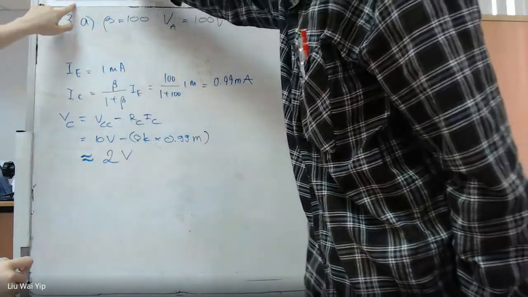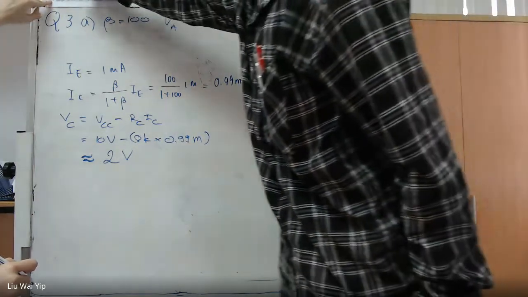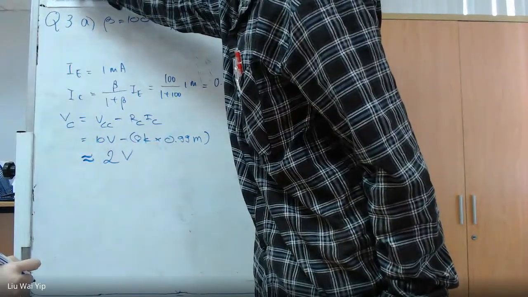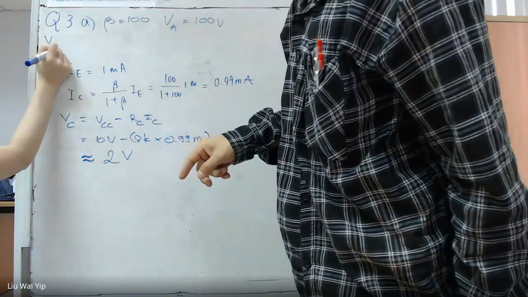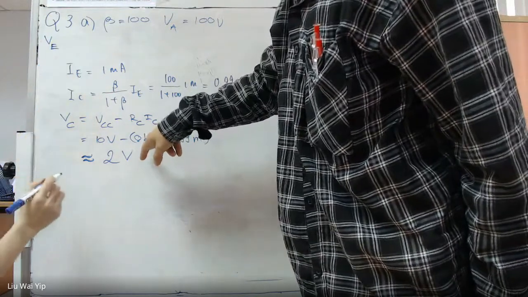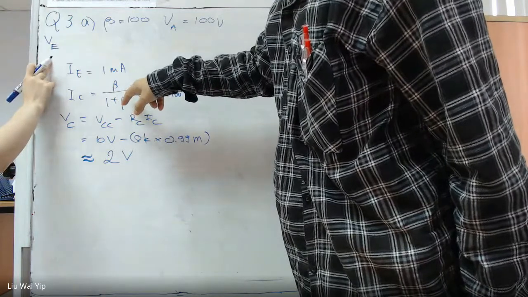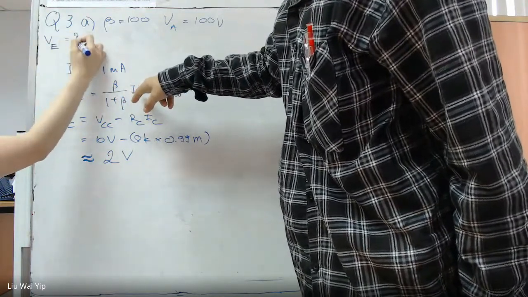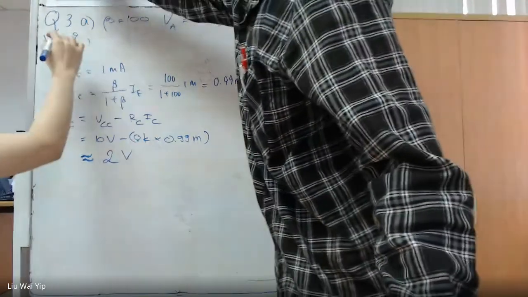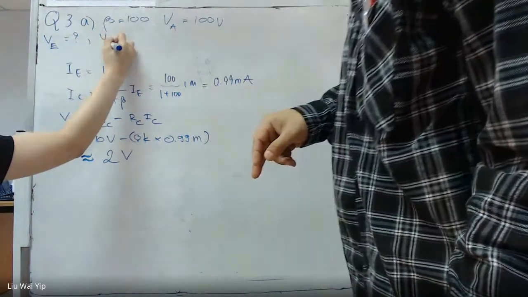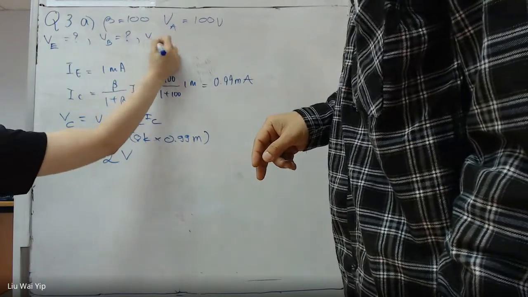Okay, now we are going to... So we have finished the question A, right? No, we have to find the emitter voltage as well, not just the collector voltage and the base voltage. VE, right? I just want to write down so that I could remember. And also VB, the base, and VC, the collector.